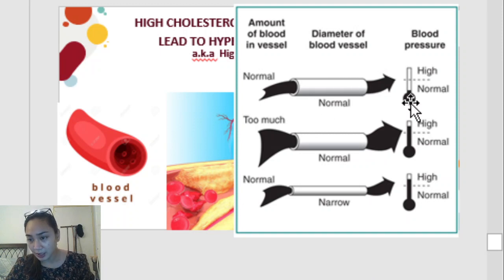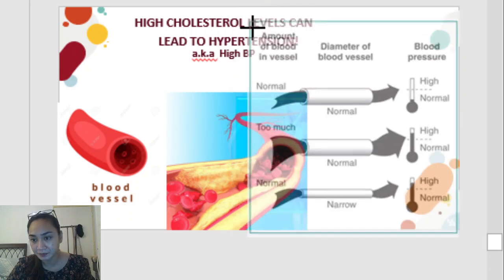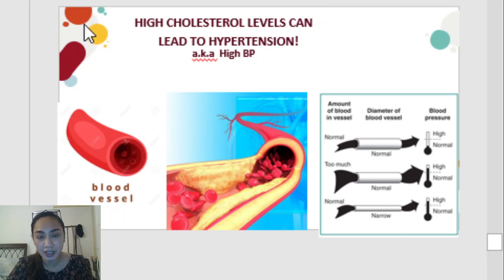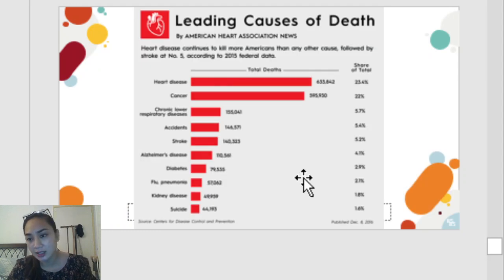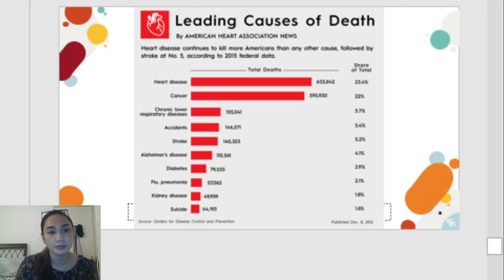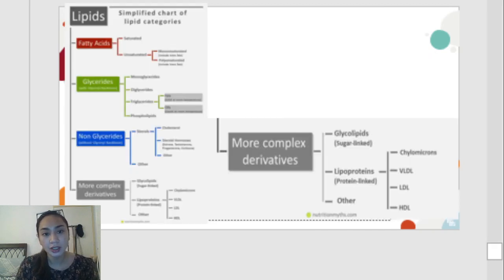So, for example, ito yung normal. Yung normal, pero too much blood coming in, tsaka nagiging high. Now, ito yung normal naman, pero too narrow, yung nadadaanan niya, tumataas din yung BP. So, kaya high cholesterol levels can lead to hypertension, aka high BP. No? So, actually, ang leading cause of death is heart disease. So, pag nagkakaroon ng complications, especially sa heart, sa cholesterol din, affected ang heart, no? Okay. So, other derivatives, meron tayong glycolipids, lipoproteins, and others.